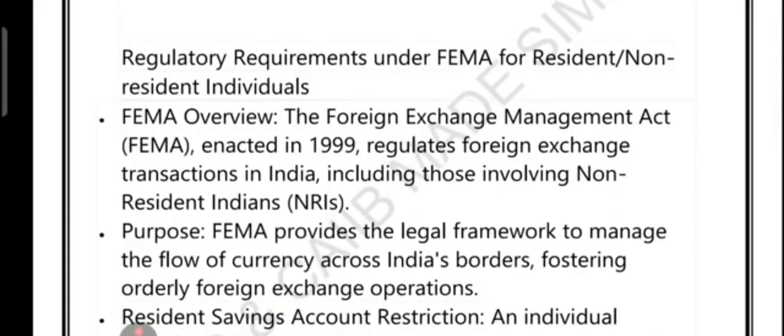Now let's talk about the regulatory requirements under FEMA for resident and non-resident individuals.